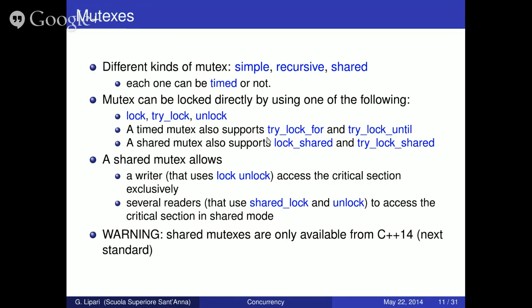A timed mutex also supports try lock for and try lock until. Try lock for means you try the lock for a certain amount of time, like for 2 seconds. Afterwards, you finish. And this one instead means you try the lock until a certain absolute point in time. For example, exactly at that instant, starting from the original epoch. So the first one takes an interval of time, and the second one takes an absolute point in time in the future.